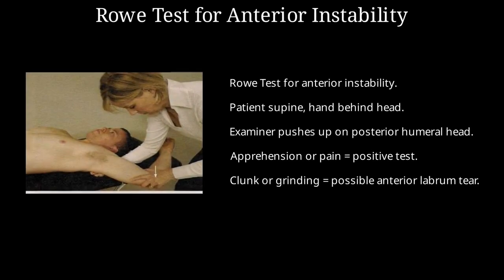In the row test, the patient lies supine with the hand behind the head. The examiner places a clenched fist against the posterior humeral head and pushes up while slightly extending the arm. Apprehension or pain indicates a positive test. A clunk or grinding sound may suggest a torn anterior labrum.